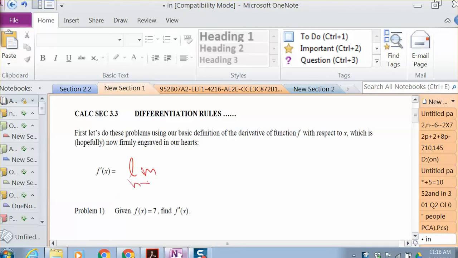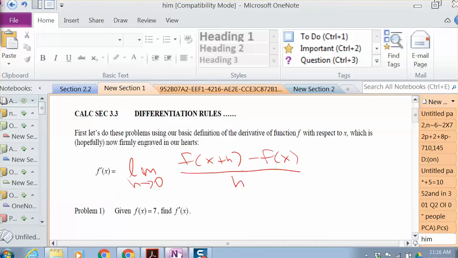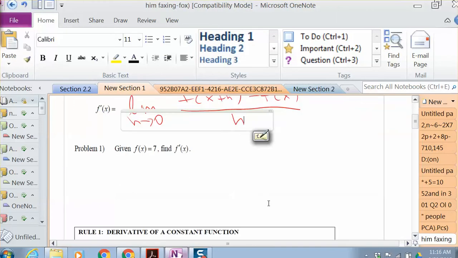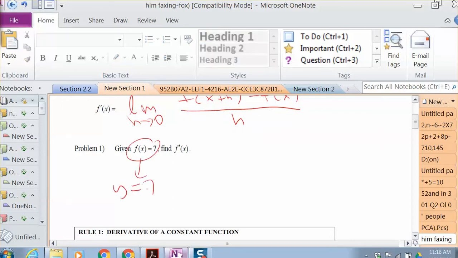The limit as h approaches 0 of f of x plus h minus f of x all over h. Now, if we look at the first problem, the first derivative problem we're trying to do here, that's like saying y equals 7. Of course, we know that to be a horizontal line, so we expect this answer to be 0.